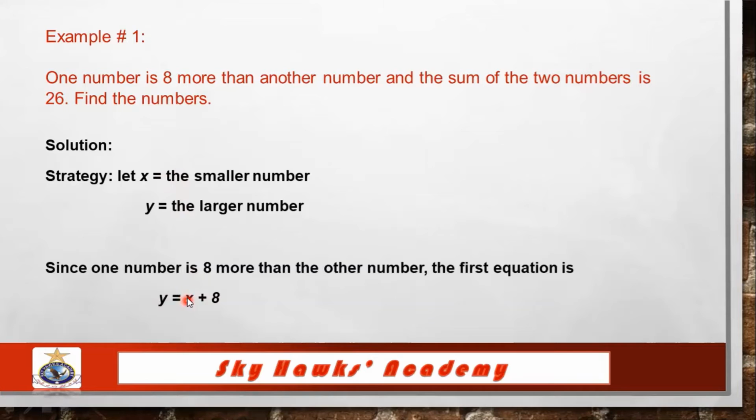So x and y, there is no relation, but there is a statement: the second number is 8 more than the smaller number. It means that we have selected this smaller number, and according to the condition, we will have to add something, and then this will be an equation, the mathematical expression of the statement written over here. So now let's see the next one.